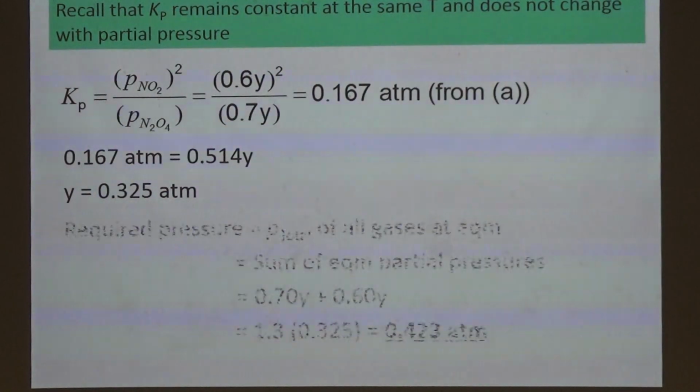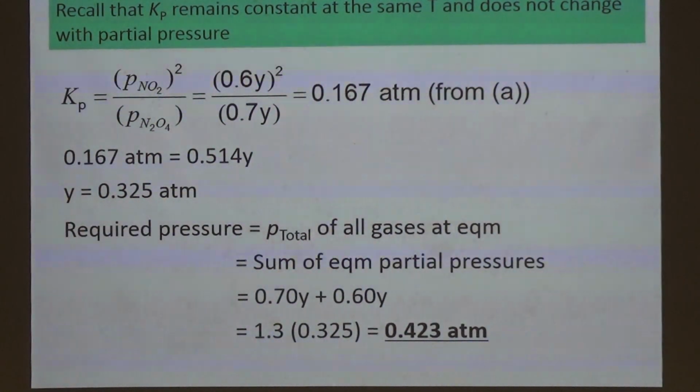But you must answer the question. What is the required pressure for 30% of N2O4 to dissociate? So it must be the sum of all equilibrium partial pressures, which is 1.3Y. Substitute it in, and you get 0.433 atm.